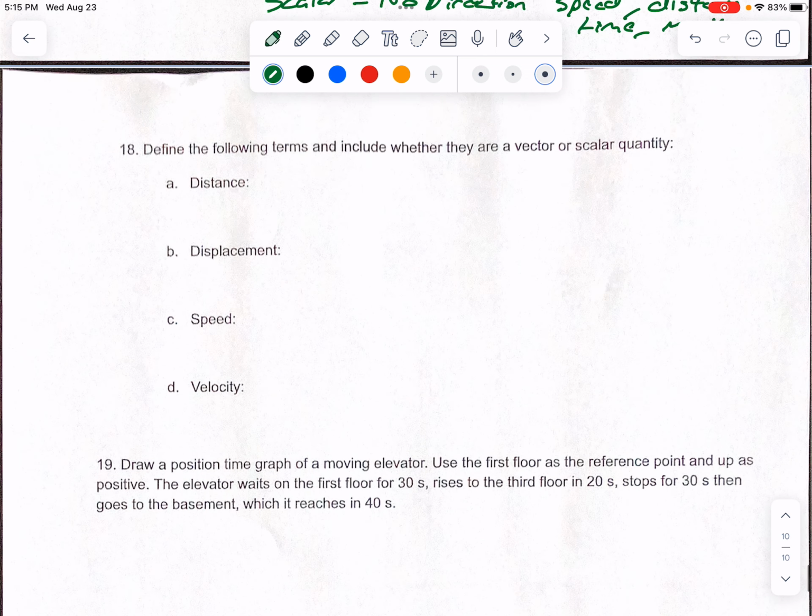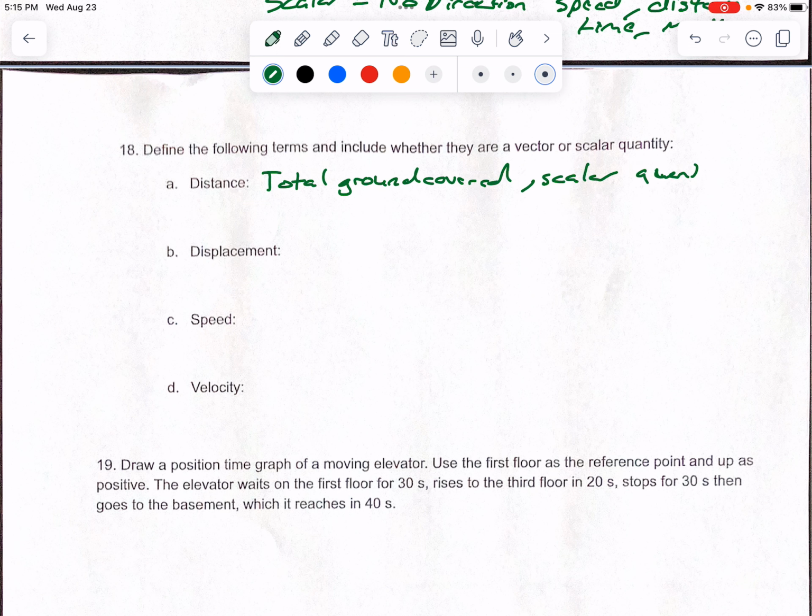Okay, next one, 18, define the following terms and include whether they're a vector or scalar. So we just kind of did that. Let me find mine real quick. So A, the distance, that is just total ground covered, and is a scalar quantity. So distance is where you just add it all up, and there's no direction. It's all positive, so you don't have to put a direction on it at all. It's just a number in a unit.